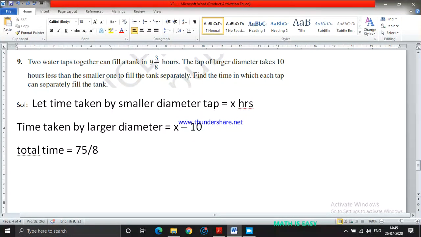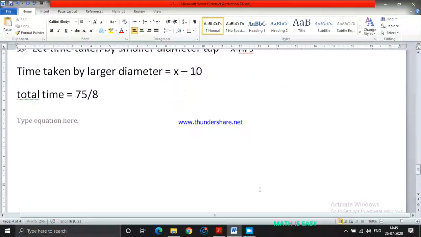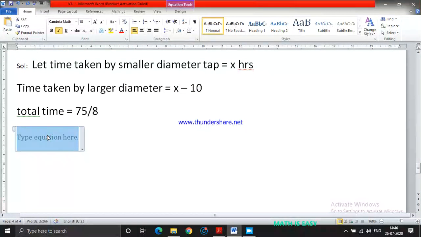So the amount of water filled in 1 hour, the total time is the time taken by the larger one plus smaller one. Together they can take the time as 75 by 8. If both the taps I start at the same time, then it will take 75 by 8 hours. Then they ask what is the individual time to fill up the tank. So in that case, what you can do is the amount filled in 1 hour by the smaller tap is 1 upon x. The amount of water filled by larger diameter in 1 hour is 1 upon x minus 10.